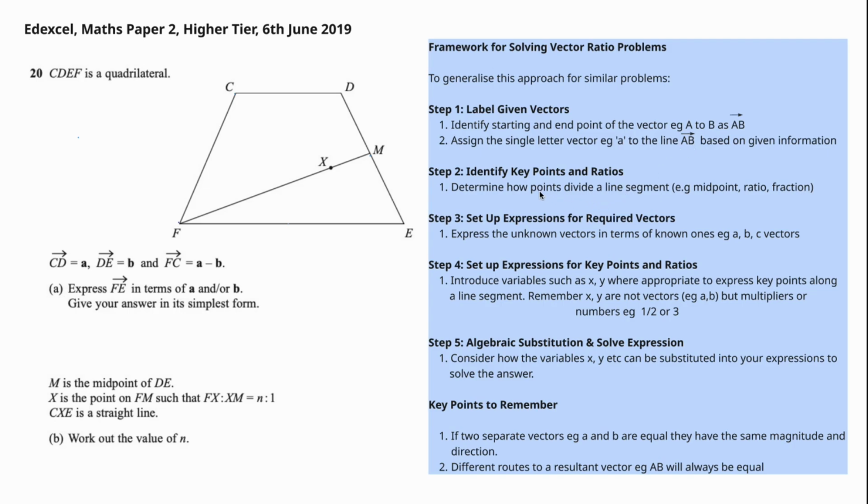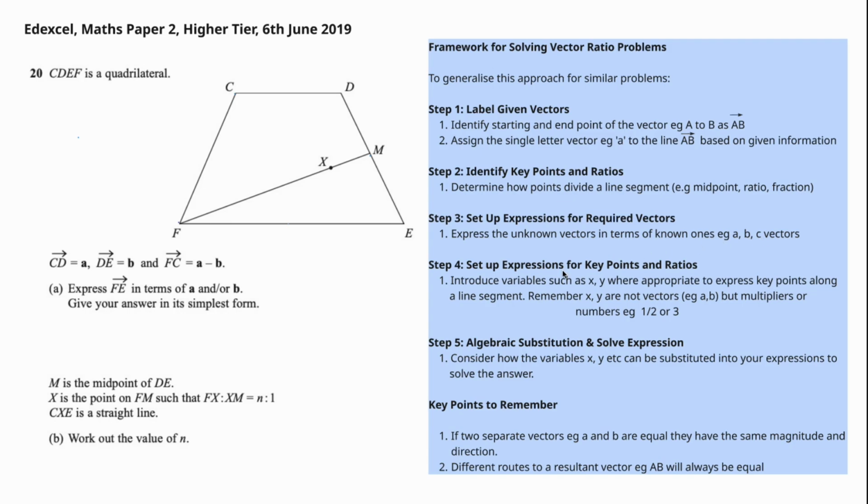And step two is then determine the key points on lines of interest. For example, a dividing line or segment line, and identify maybe the midpoint or the ratio or fraction that's meant to be found. Step three, set up expressions for the required vectors. So express the unknown vectors in terms of known ones, such as a, b, and c.